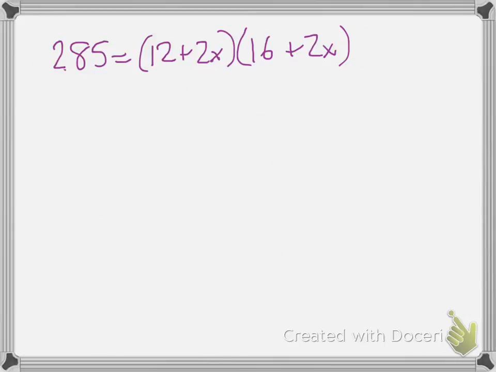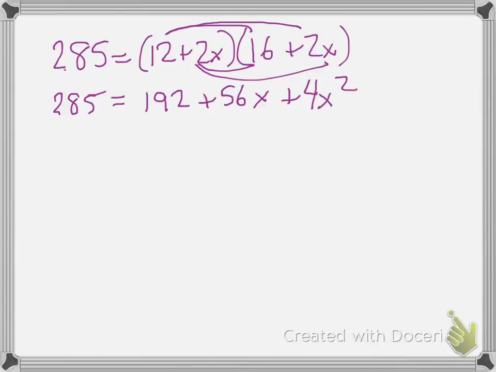Okay, so from here, because I'm multiplying these two binomials, I know I'm going to have to use FOIL. I'm going to quickly do this, you should know how to FOIL by now, so let me quickly write the answer in there. If you're not sure where I got the 56x, it was the 12 times 2x and then the 2x times 16, added together.